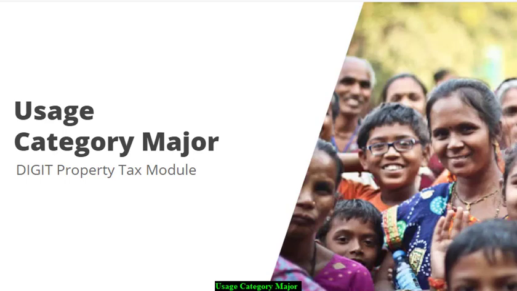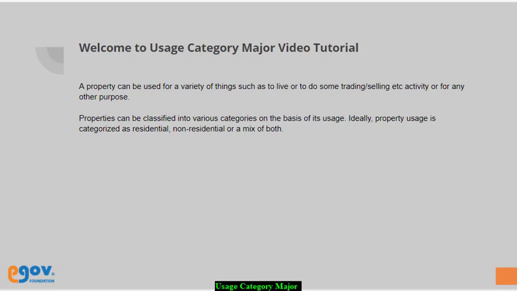This video walks you through the steps involved in configuring the Property Major Usage Category Master Data template in the Property Tax module. Usage Category Major type refers to the classification of the properties based on its usage. Ideally, property usage is categorized as residential, non-residential or a mix of both.